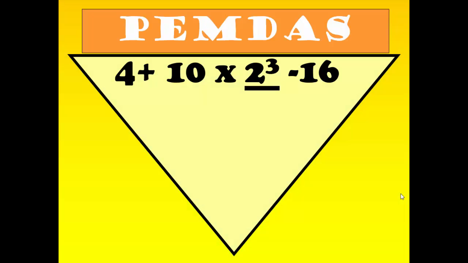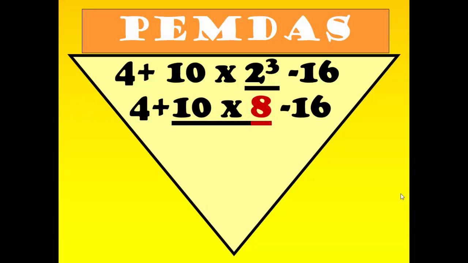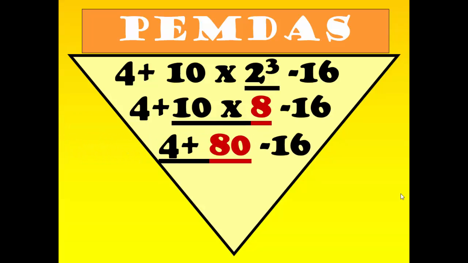Same thing here, guys. X is multiplication. So here we don't have any parentheses. We're going to start with the exponents. 2 cubed gives us 8. Then we're going to do multiplication. 10 times 8 is 80. Just rewriting the problem, and now we're going addition and subtraction from left to right.